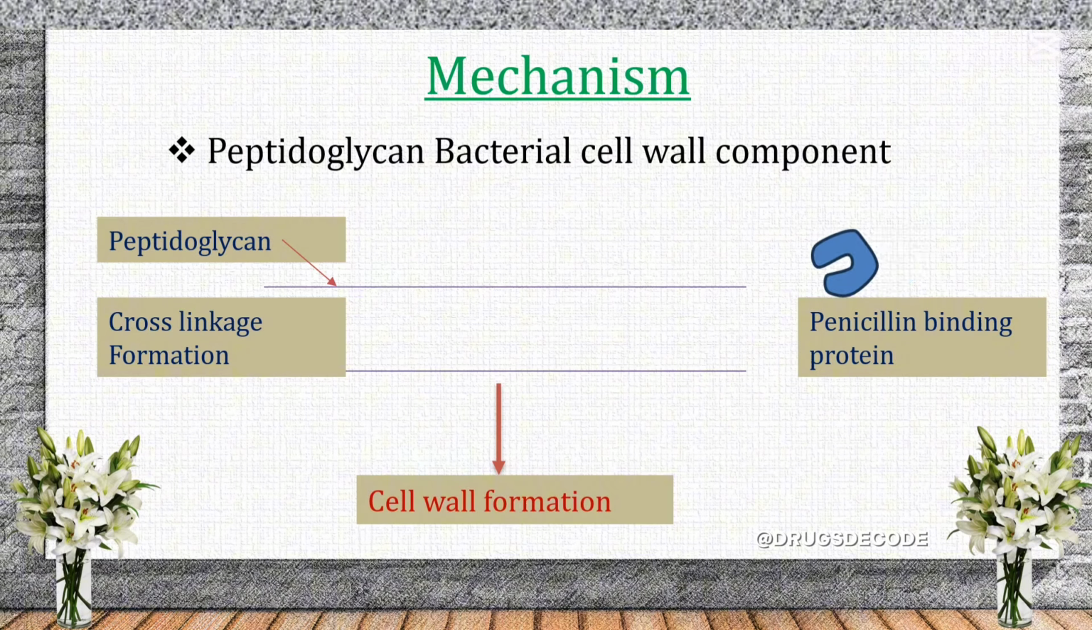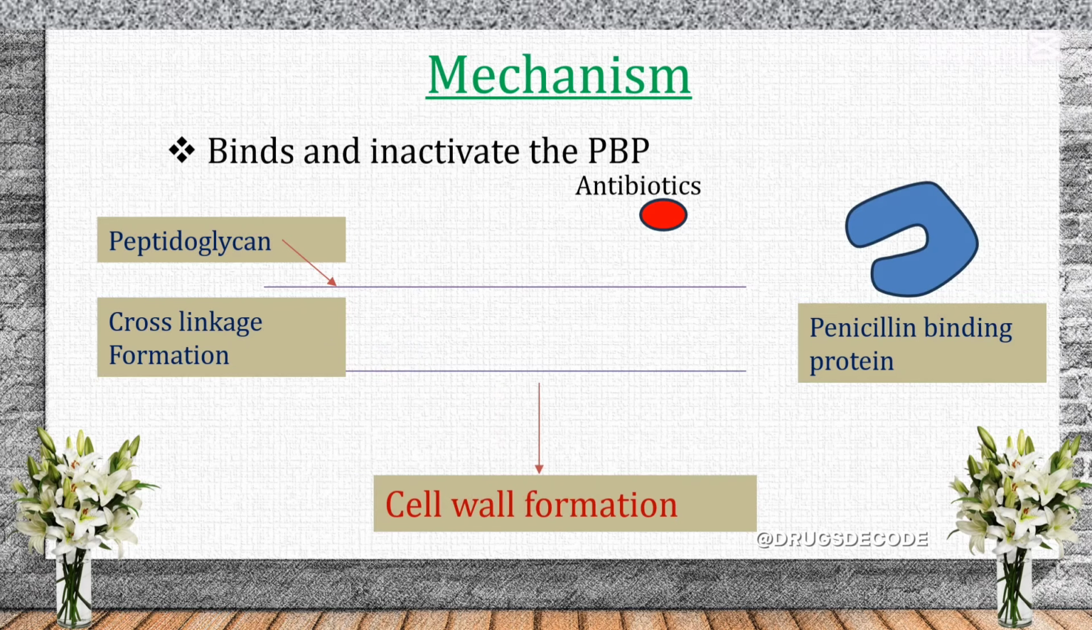To form the cell wall, bacteria rely on cross-linking of peptidoglycan strands, a process mediated by penicillin-binding proteins. Beta-lactam antibiotics bind to and inactivate penicillin-binding proteins, preventing the cross-linking of peptidoglycan. This disruption weakens the cell wall, causing bacterial lysis due to osmotic pressure. This mechanism is highly selective for bacterial cells, sparing human cells since we lack cell walls.